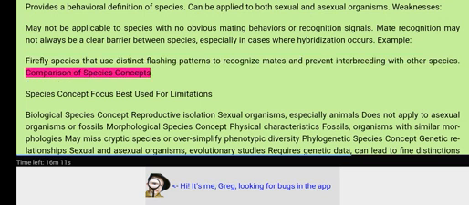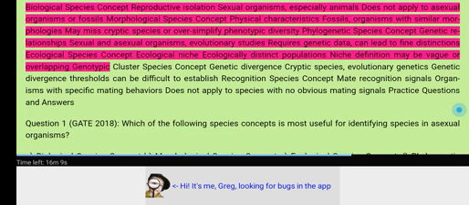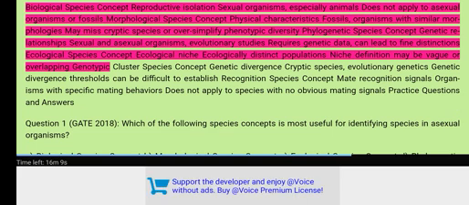Comparison of species concepts. Species concept, focus, best used for, limitations. Biological species concept: reproductive isolation; sexual organisms, especially animals; does not apply to asexual organisms or fossils. Morphological species concept: physical characteristics; fossils, organisms with similar morphologies; may miss cryptic species or oversimplify phenotypic diversity. Phylogenetic species concept: genetic relationships; sexual and asexual organisms, evolutionary studies; requires genetic data, can lead to fine distinctions.